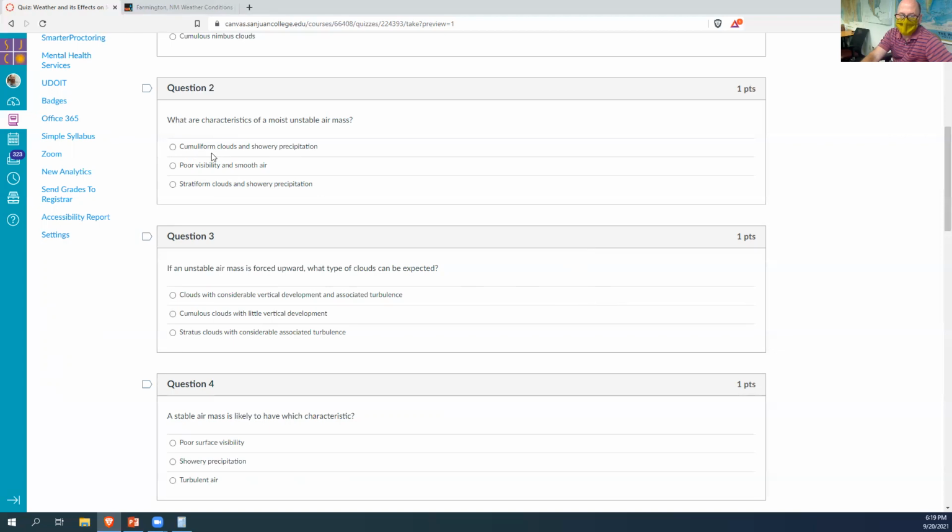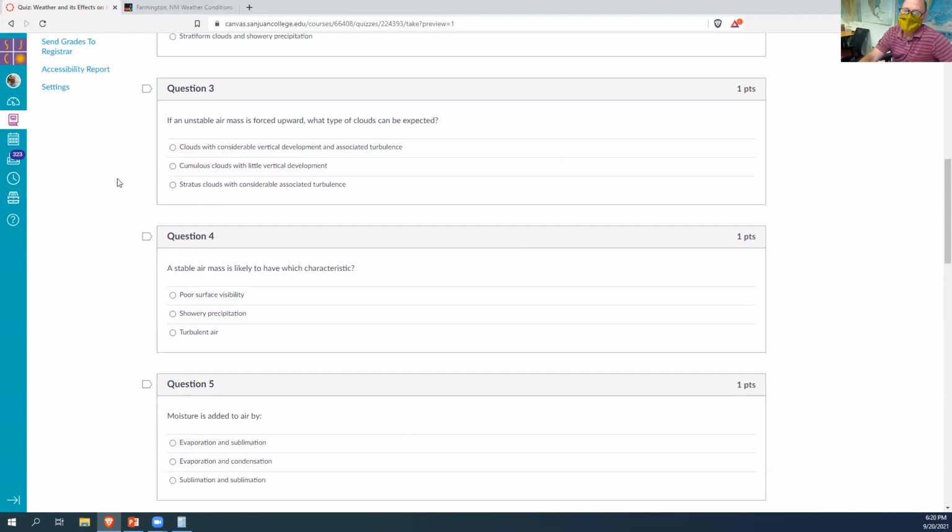We have cumuliform clouds and showery precipitation, poor visibility and smooth air, stratiform clouds and showery precipitation. Well, I heard B. A. Should we vote? That's A, right? The cumulonimbus clouds are basically it. That's a vertical type of formation of the cloud. Poor visibility and smooth air, that's the sign of stable air. Stratiform clouds are a sign of stable air, but you can still have showery precipitation with stratiform clouds.